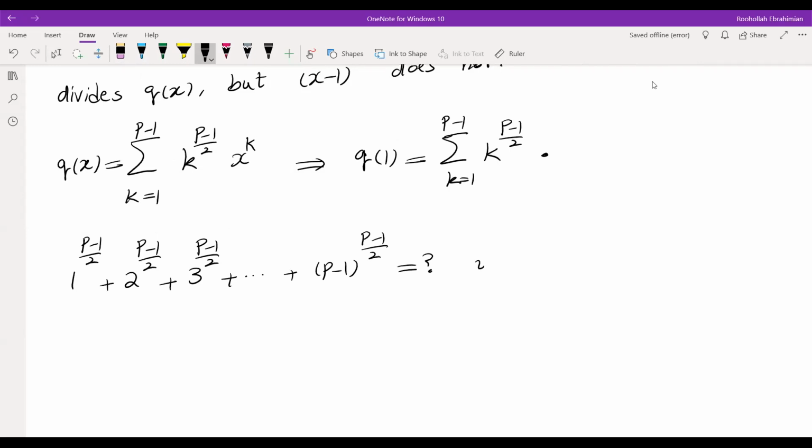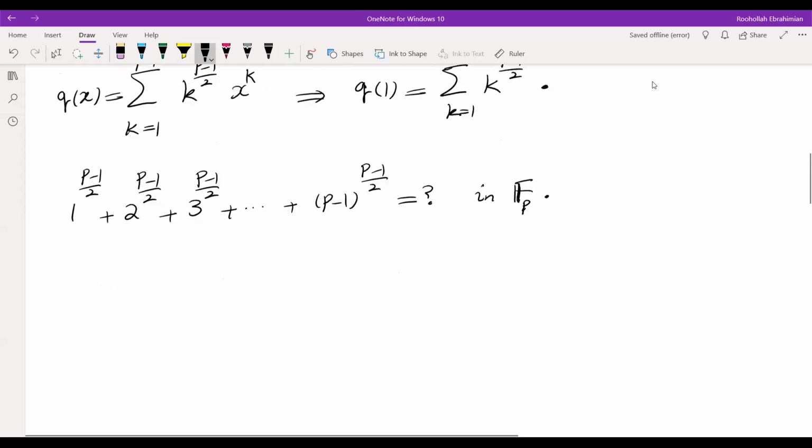And of course, in F_p, mod p, what is that sum? Well, this is a fairly well-known question: to find the sum of powers of consecutive integers mod a prime. But if you aren't familiar with how to evaluate that, I'm going to tell you how this can be evaluated.